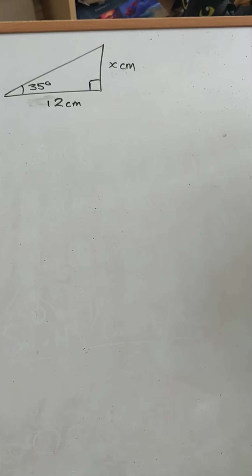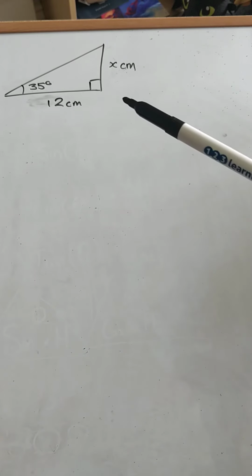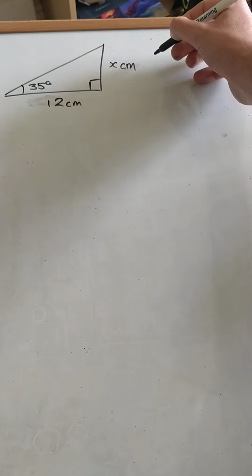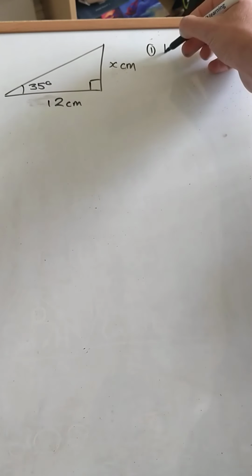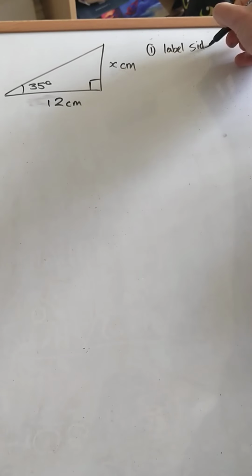Okay, so what I'll do in this video is run through a couple of examples to do with trigonometry. I'll tell you the step-by-step process that I would go through to solve any kind of trigonometric problem like the one that is shown here. Okay, so your first step is always to label your sides.